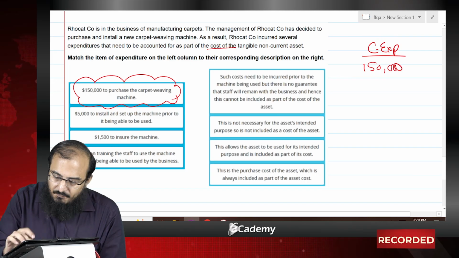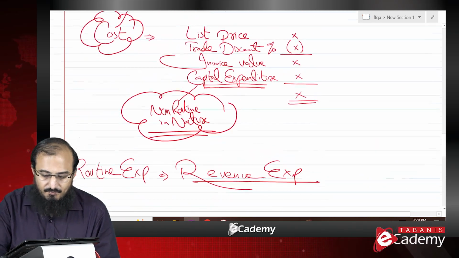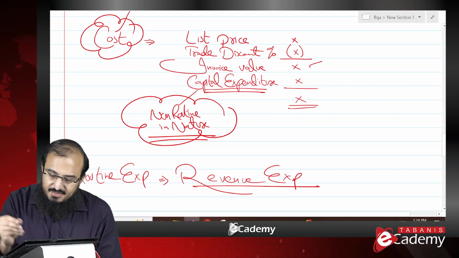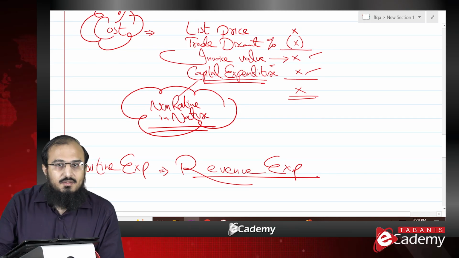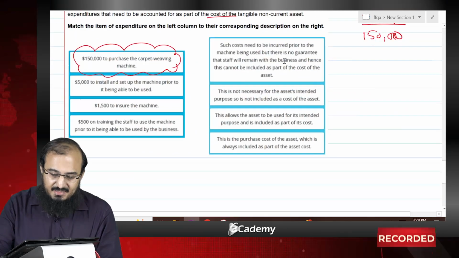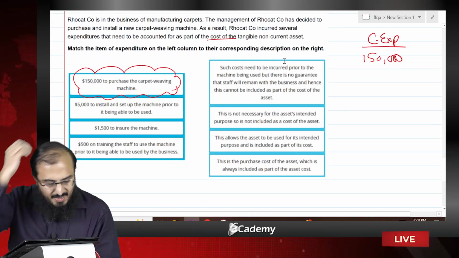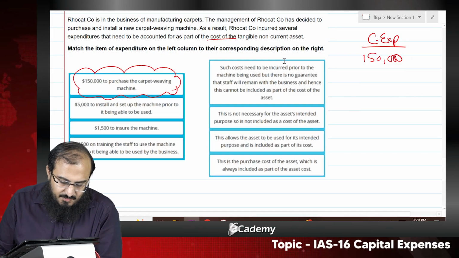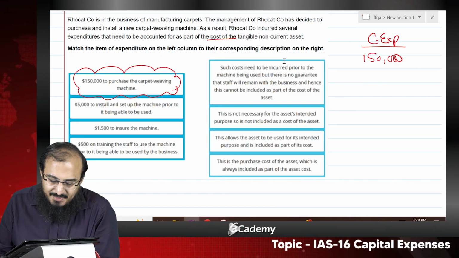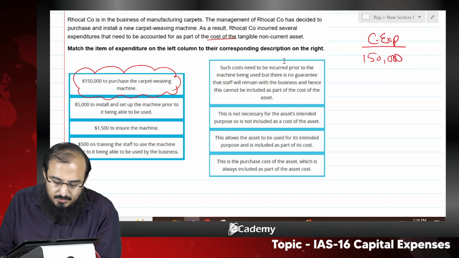I told you above, we take the invoice value and add up all the capital expenses. Invoice value I took, which is 150. Now capital expenses we are searching. We have three types of expenses. Number one, 5,000 to install and set up the machine prior to it being used.